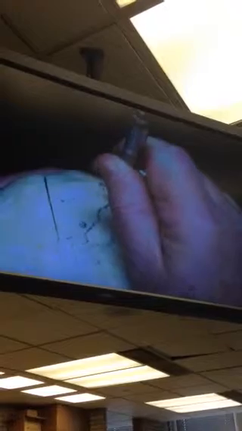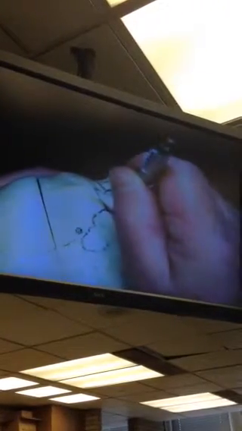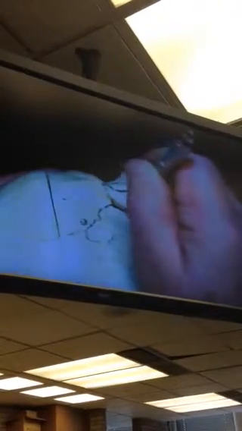I don't really want you drawing on the skull, so please don't do that, but whoever had this one didn't listen. There's an opening here behind the zygomatic bone. This is the frontal process of the zygomatic bone, and this is a zygomatico-temporal foramen back here.